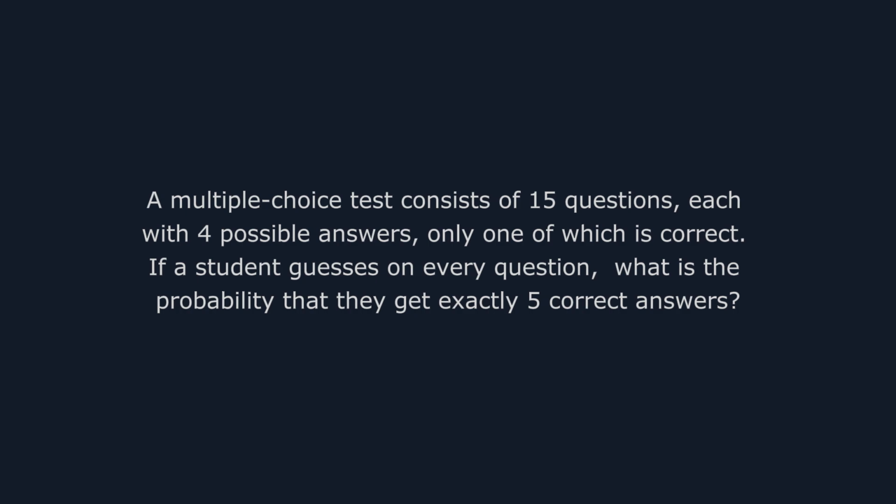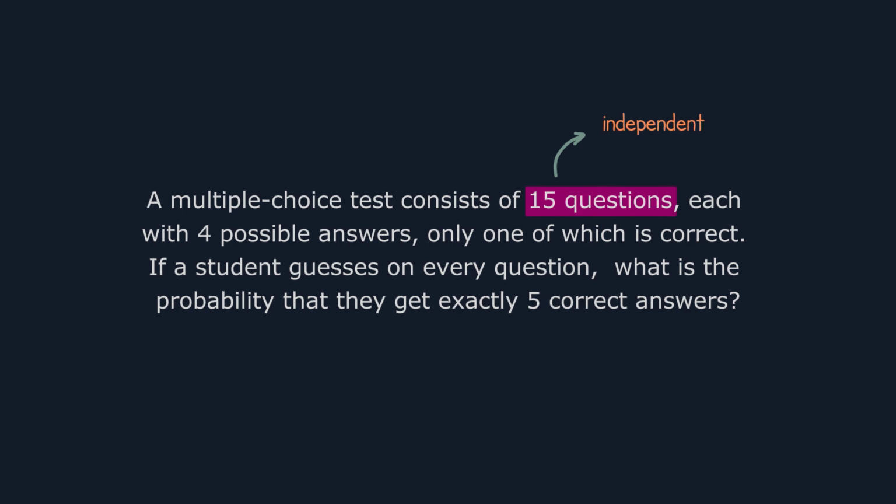Just like the previous problem, this is another example of a binomial distribution. Here's why. We have a fixed number of trials, which is the 15 questions on the test. Each question is independent, meaning that guessing one question doesn't affect the others.